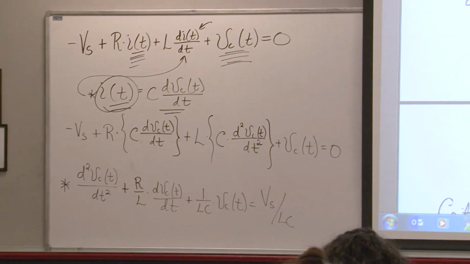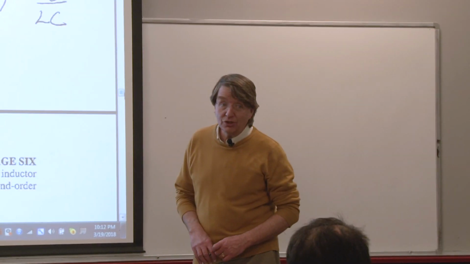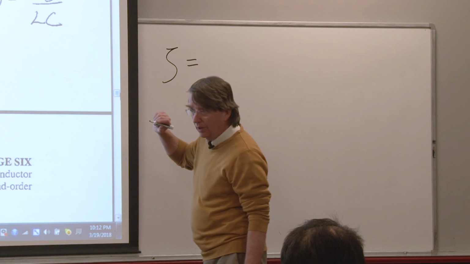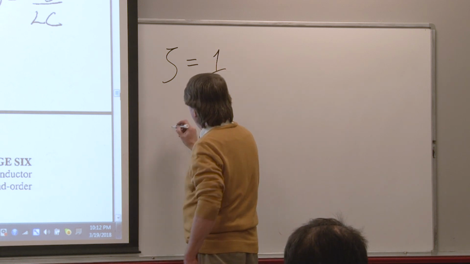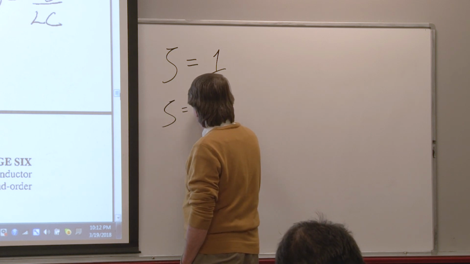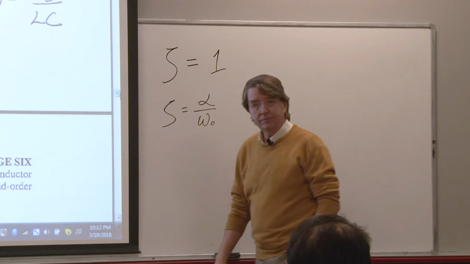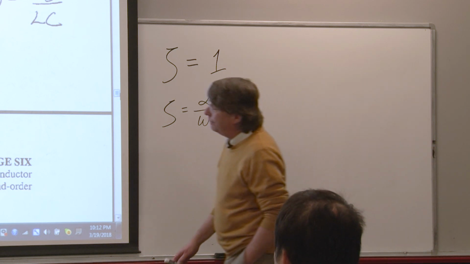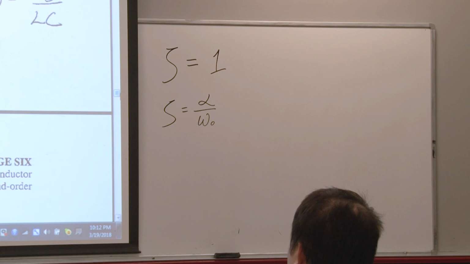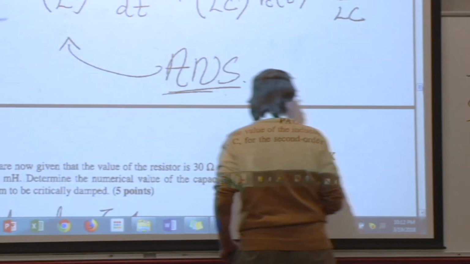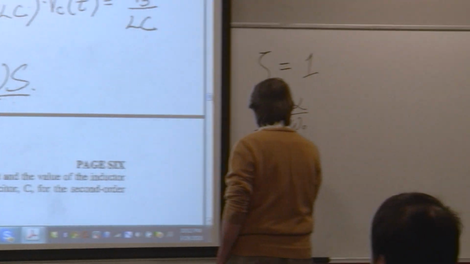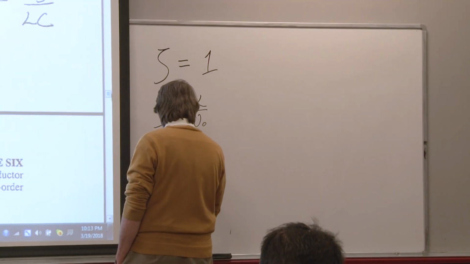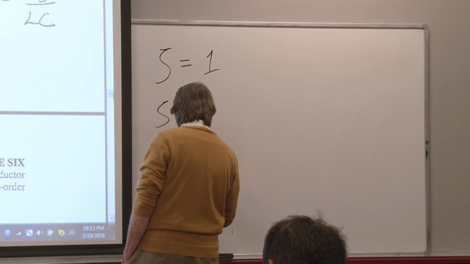Now, I need to determine the value of the capacitor for this system to be critically damped. Does anyone remember? Critically damped means zeta equals 1. What was zeta? Zeta was alpha over omega 0. There's a formula sheet, so you don't have to memorize this, but the term in front of the first derivative is 2 alpha. So 2 alpha is R over L, so alpha equals R over 2L.